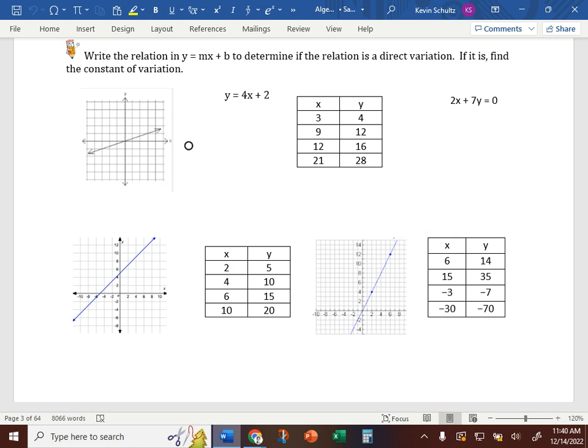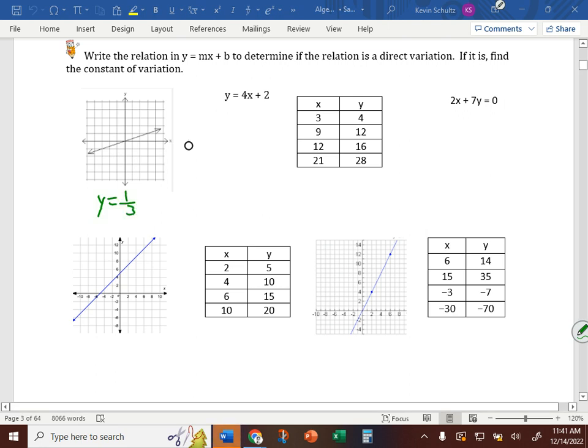Just without writing anything down, does this have direct variation? Yes. And why? Because the y-intercept is 0. Okay. We can see it passes through the origin. Therefore, we know it's going to be direct variation. But just because it's fun, what is the equation of the line? Good. y equals 1/3 x.